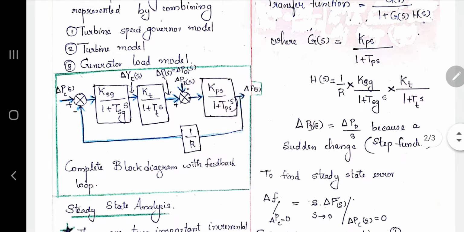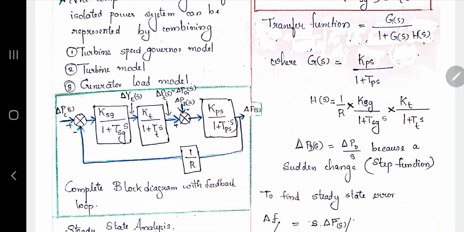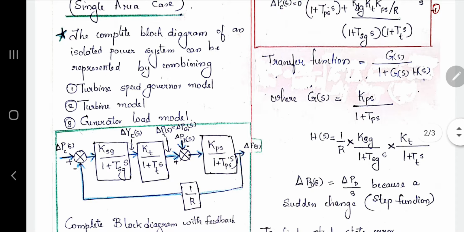Using the block diagram, we have already studied how to represent the transfer function, and we already know the equation for it. The transfer function is G of s divided by 1 plus G of s into H of s, where G of s is the forward gain and H of s is the feedback gain. In this case, we take delta PC of s equal to 0, so there is no such input to the system. The only input to the system is delta PD of s, and the output is delta f of s. So what is delta f of s divided by delta PD of s? That will be the transfer function.